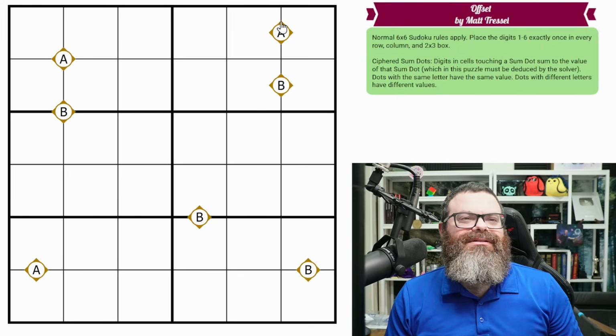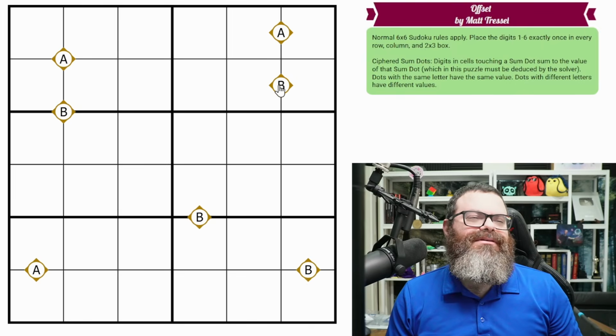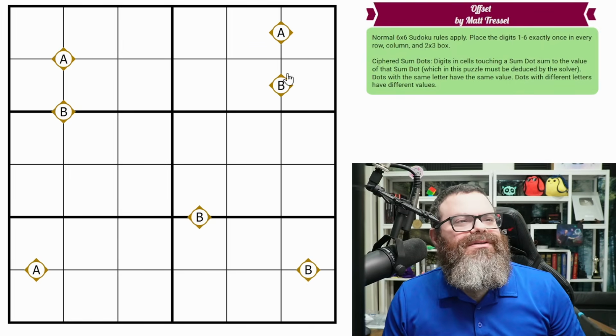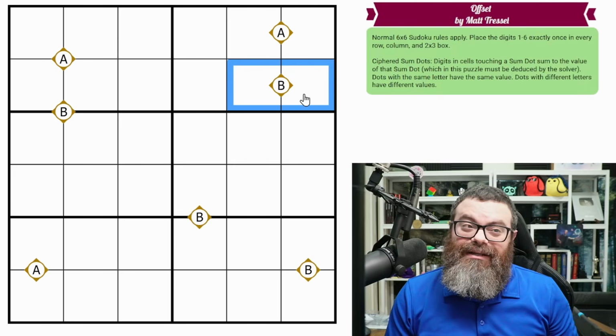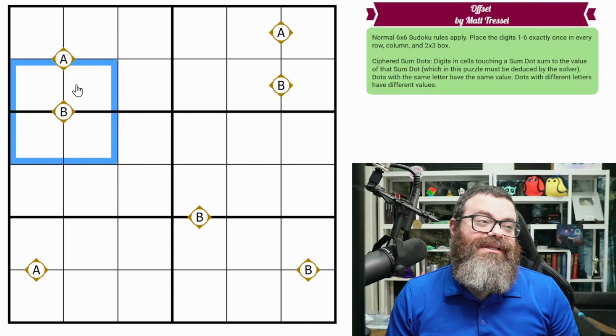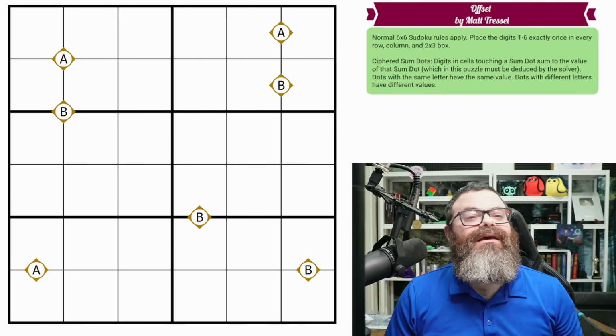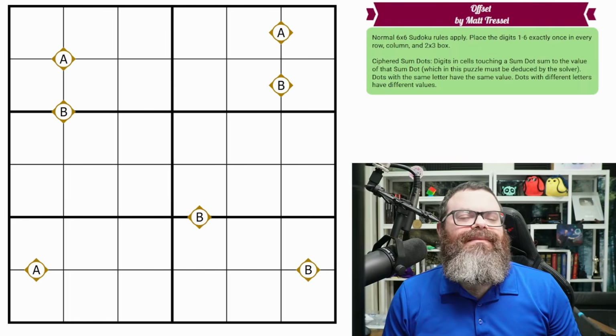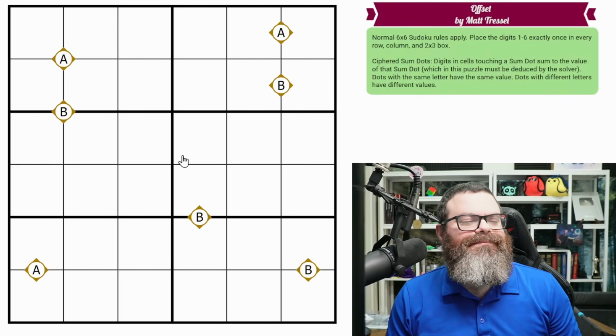Same letters are the same value. Different letters are different values. So whatever A sums to, B does not sum to that. It sums to something else. But this sums to the same as what this B is. And that's it. Those are the rules. And I'm going to get started right now.